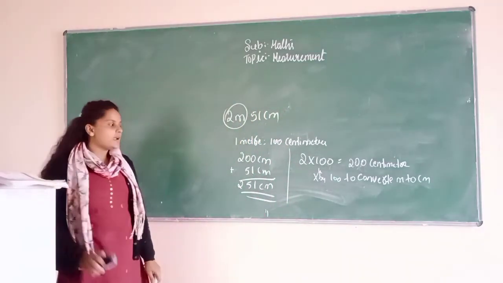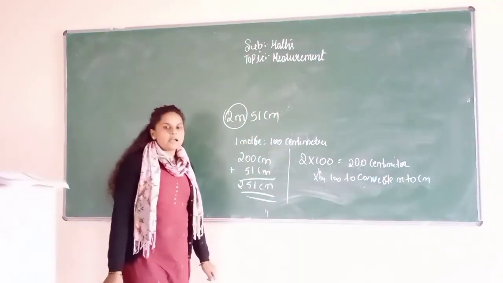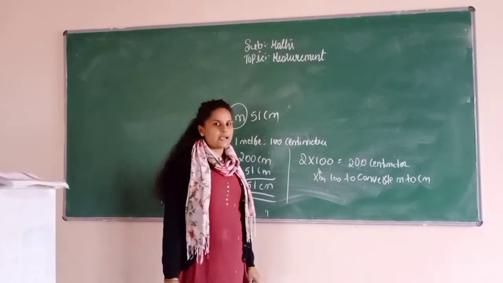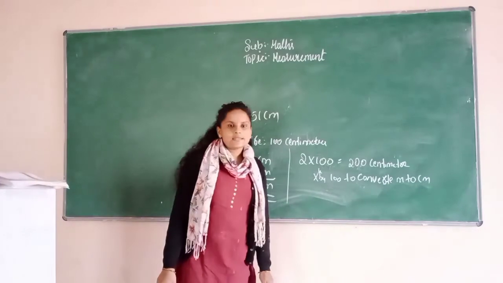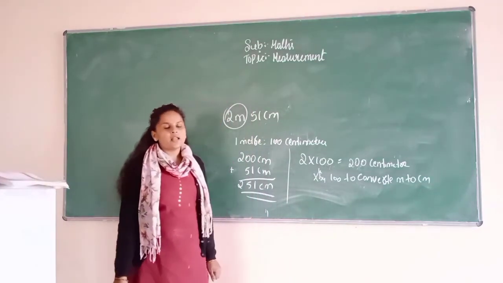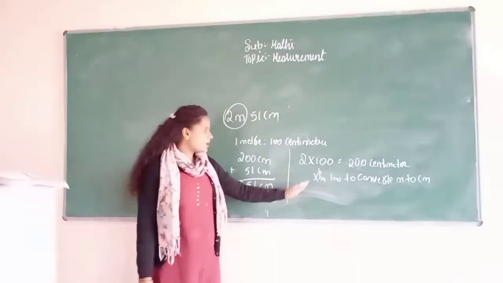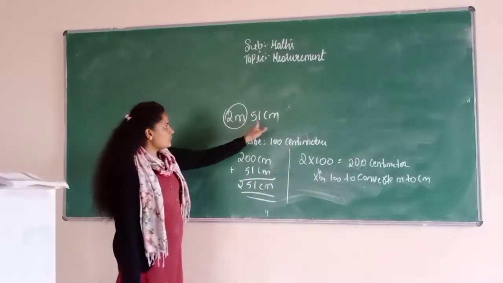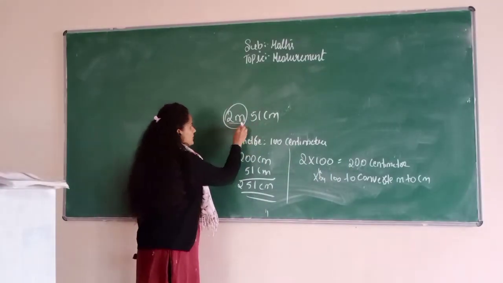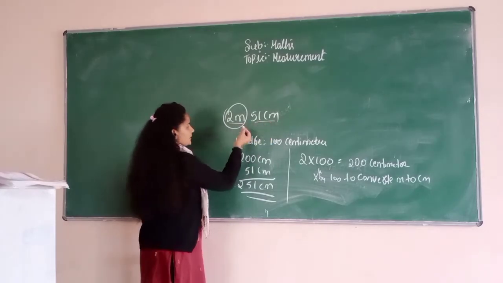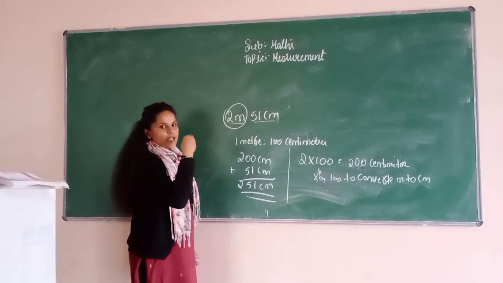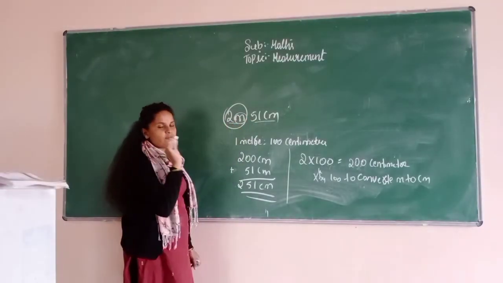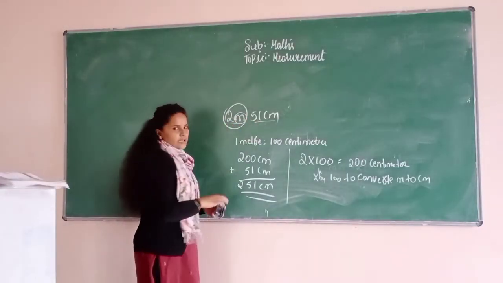Always keep in your mind, whenever we convert meter to centimeter, we have to multiply with the 100. Why is it? 1 meter is equal to 100 centimeter. If we multiply the meter with 100, it will automatically convert to centimeter. So you have to check this. This is the meter, this is the centimeter. What is the question they ask? Whatever meter is there, only that we have to convert. We need not convert this.